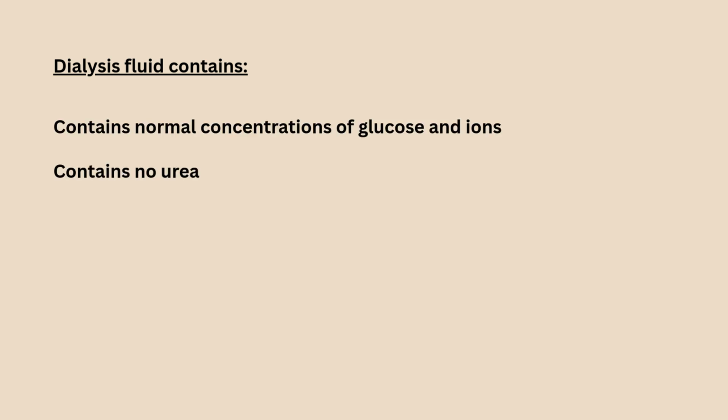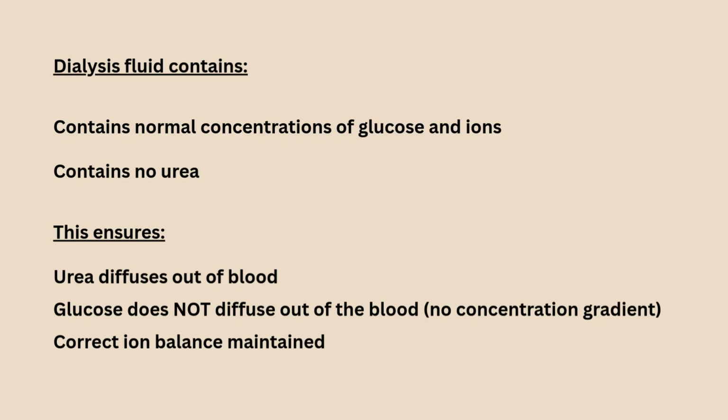Dialysis fluid contains normal concentrations of glucose and ions, but will contain no urea, and this ensures that the urea diffuses out of the blood, but the glucose does not diffuse out of the blood because there isn't a concentration gradient. It also helps to ensure that the correct ion balance is maintained.